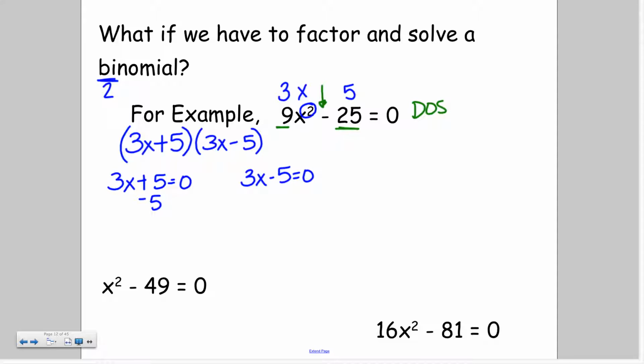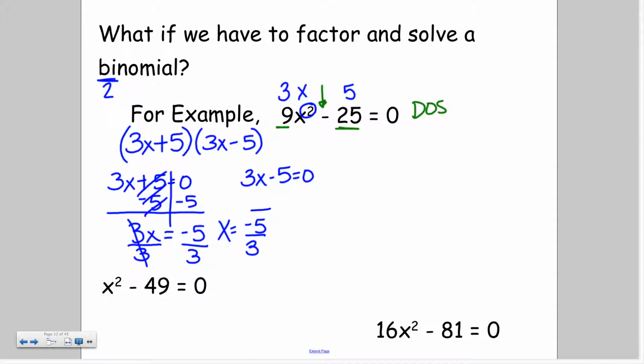Now I'm going to subtract 5 from both sides on this one. This cancels out. I'm left with 3x is equal to negative 5. The next thing I'm going to do, since these two are being multiplied, I'm going to divide by 3. This cancels my 3's out. I'm left with x is equal to negative 5 over 3. That is one of my answers.